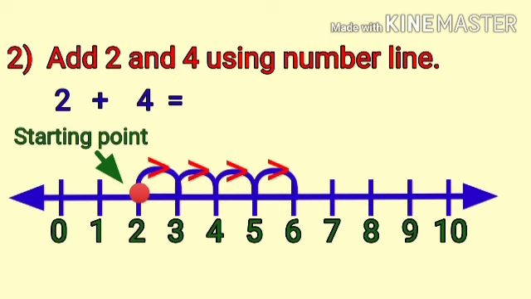This is the last jump. So, we mark 6 as the result. Already we know that the result of addition is called the sum. So, we mark 6 as the sum. Finally, by adding 2 and 4, we get 6.